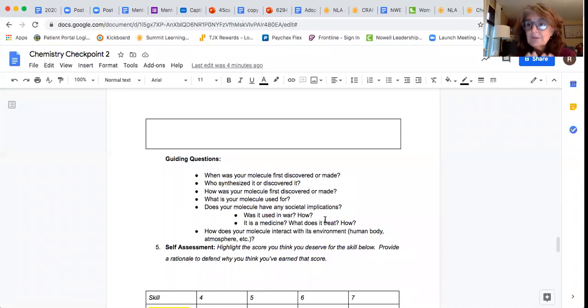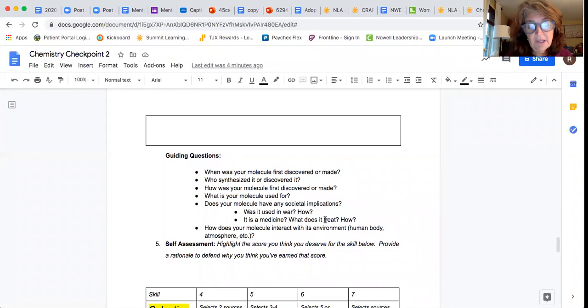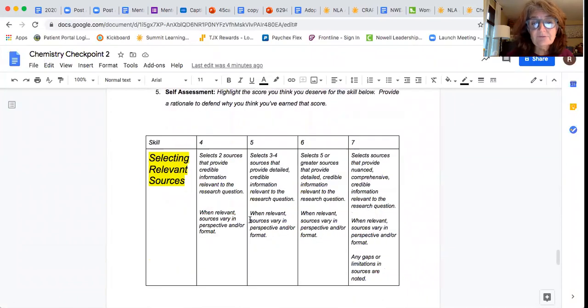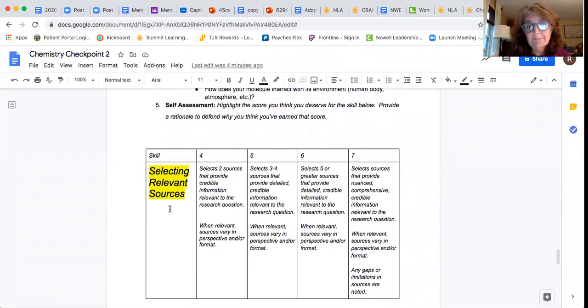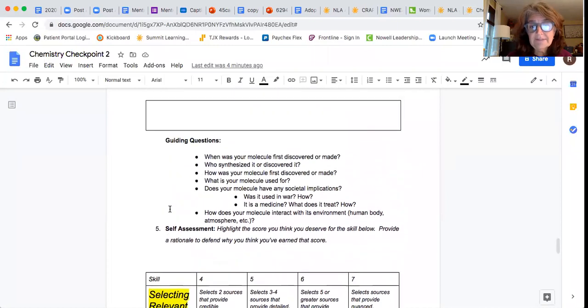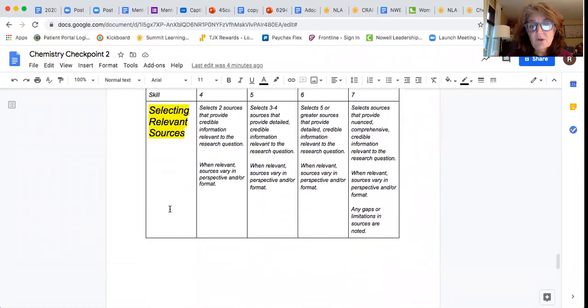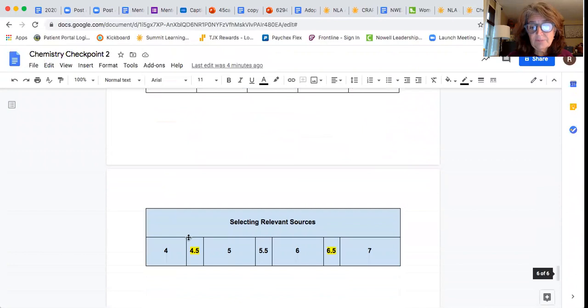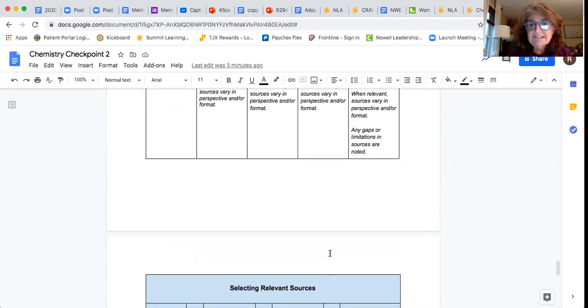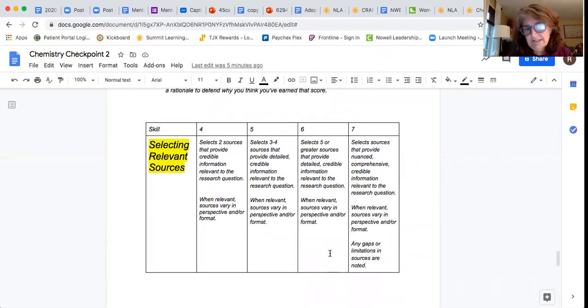At the end, I would like for you to assess yourself on how you did on this skill. So the skill is selecting relevant sources. And because we're in 11th grade, and this is an 11th grade class, we are staying here between the 4.5 and the 6.5. This is a 70. A 5.5 would be an 85, and a 6.5 would be 100, okay? So let's take a look at what these numbers really mean.